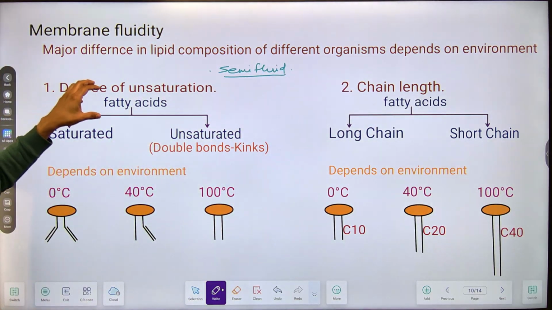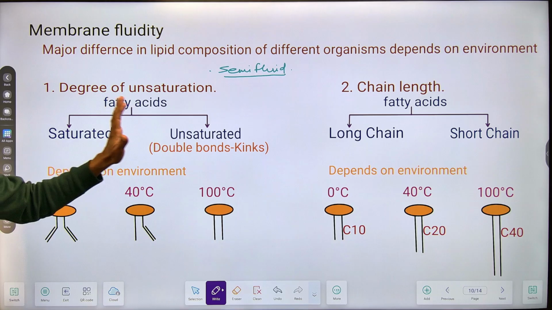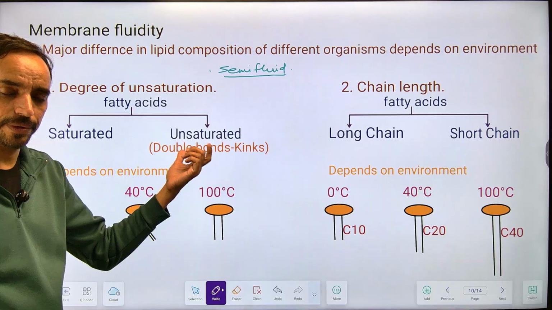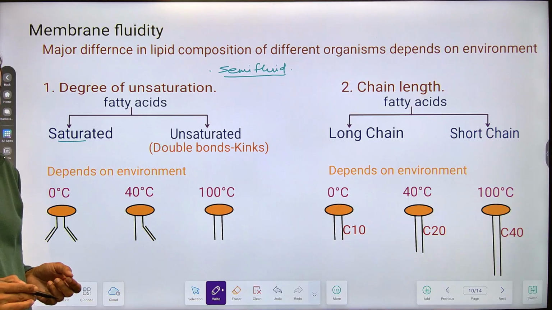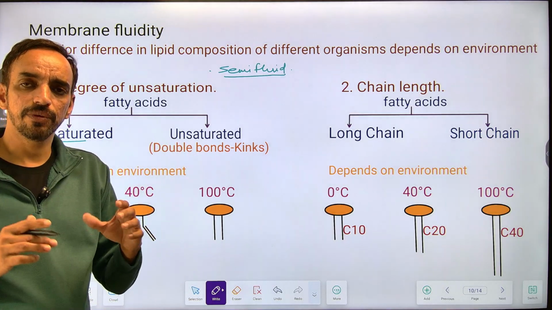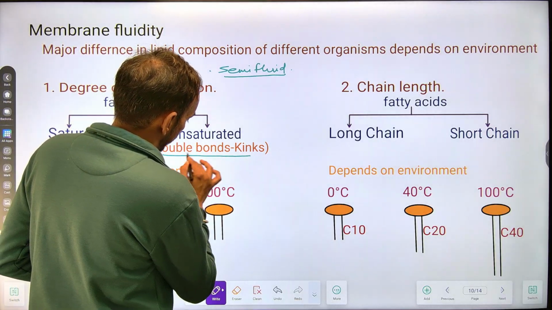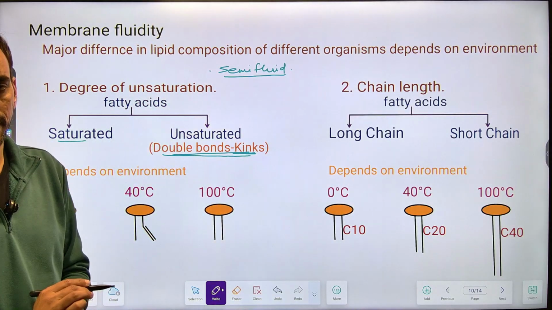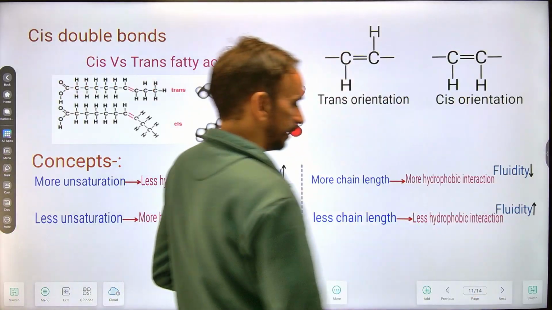If we talk about the degree of unsaturation, the fatty acids are of two types, saturated fatty acid and unsaturated fatty acid. And simply the saturated ones do not have the double bond, जिसके अंदर double bond नहीं हो, unsaturated which have the double bonds, and these double bonds, they are called as kinks, है ना? These double bonds, they are called as kink. Kink क्या होता है थोड़ा डिस्कस कर लेते हैं.